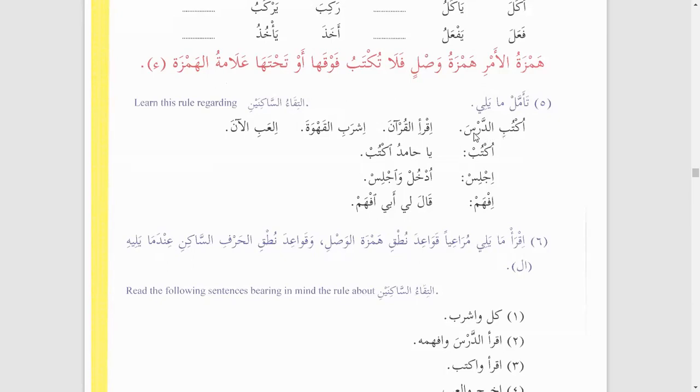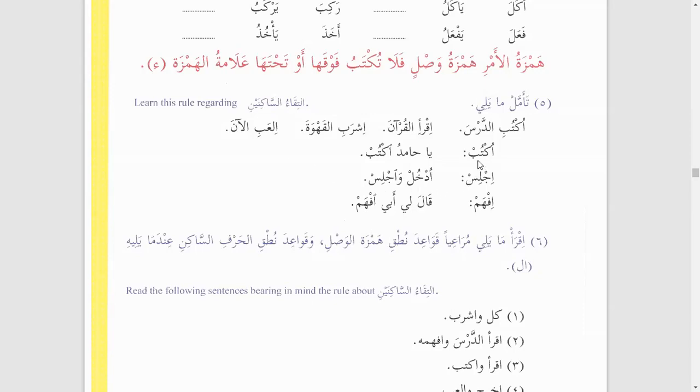But when we connect it with al, then we connect it with kasra. So we say uktub ad-darsa. Similarly, iqra al-Qur'ana, and when we connect al with sakin, then we connect it with kasra. So we will say iqra il-Qur'ana, read or recite the Quran. Similarly, ishrab il-qahwata, drink coffee, and il'abil-ana, play now. So this rule is clear, right? We have discussed this rule many times. So there shouldn't be any problem that when we connect a sakin harf with al, then we have to connect it with kasra.